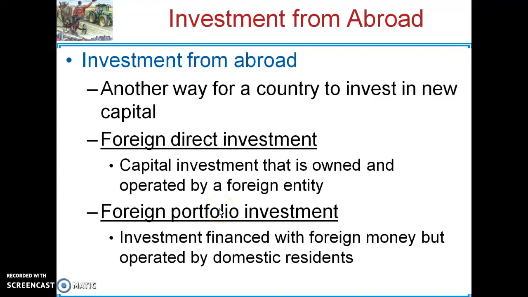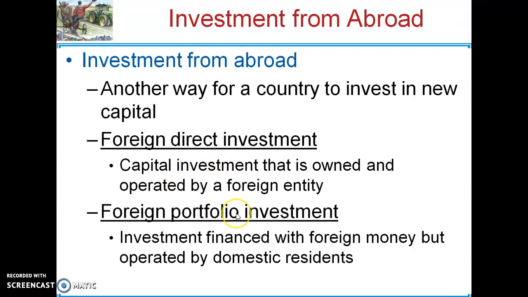Okay, portfolio investment versus foreign direct investment. So the foreign direct investment, this is where the foreigner goes to the country and owns and operates the factory. So it would be like you go to China, you buy land, you build a factory, you directly own and operate it. So that's the direct investment.